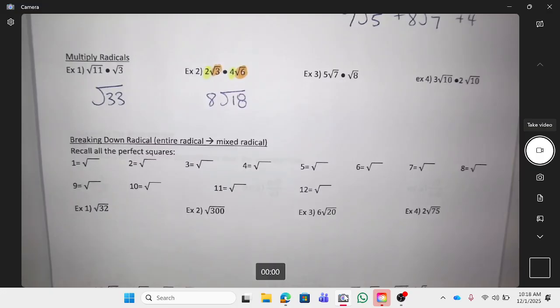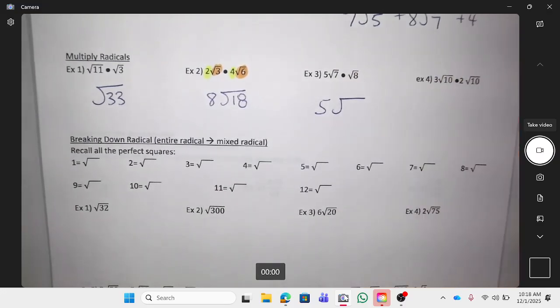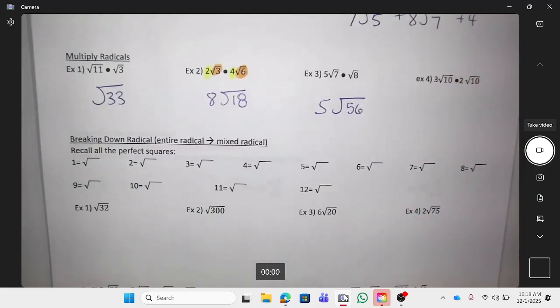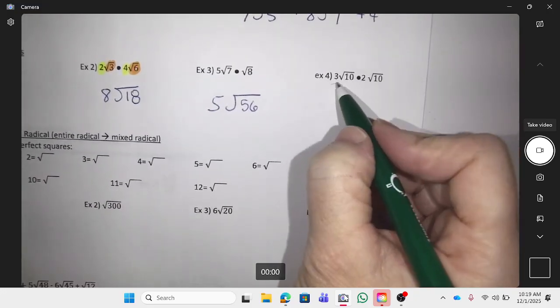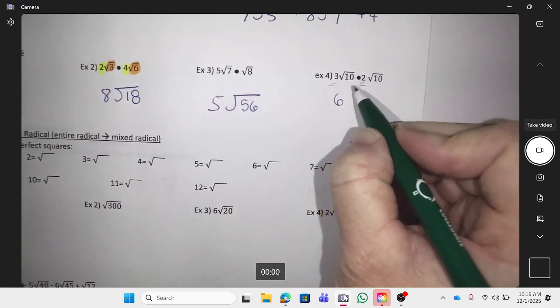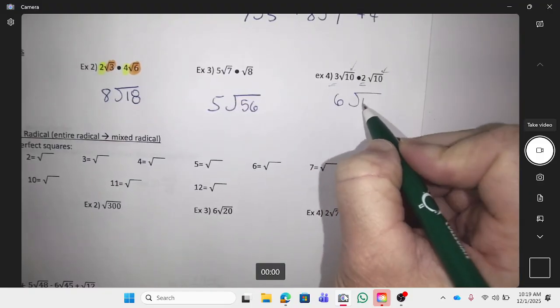Number 3, what's the whole number part that we see? Well, just a 5. What are all the radical parts that you see? 7 times 8, so root 56. Okay, the last one, if I look at the whole numbers, I have 3 times 2, so 6. And then I have root 10 times root 10, which is root 100.